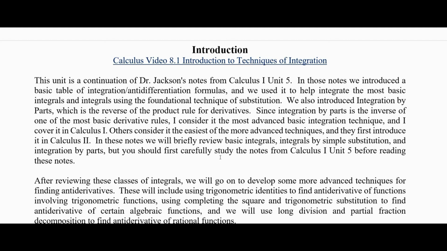We also introduced integration by parts, which is the reverse of the product rule for derivatives. Since integration by parts is the inverse of one of the most basic derivative rules, I consider it the most advanced basic technique of integration, and I covered it in Calculus 1. Others consider it the easiest of the more advanced techniques, and they first introduce it in Calculus 2.